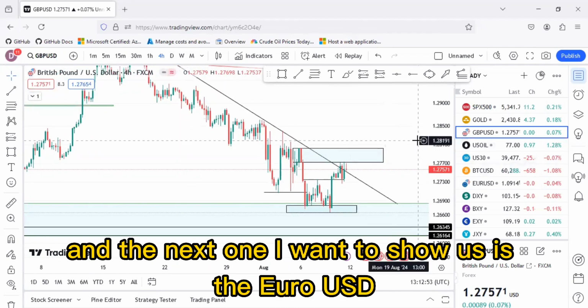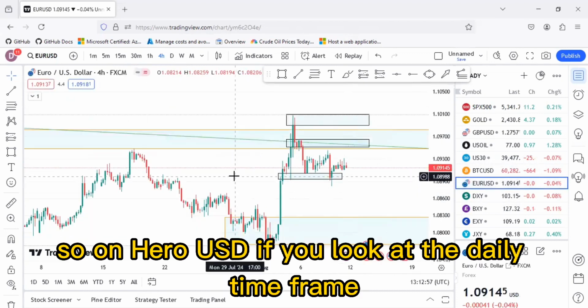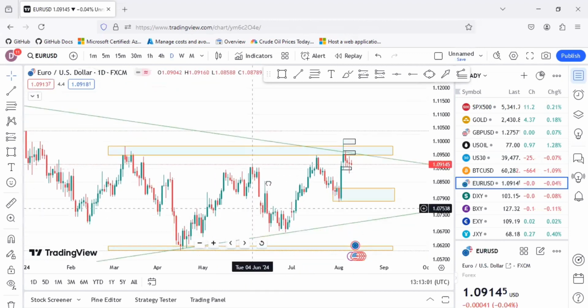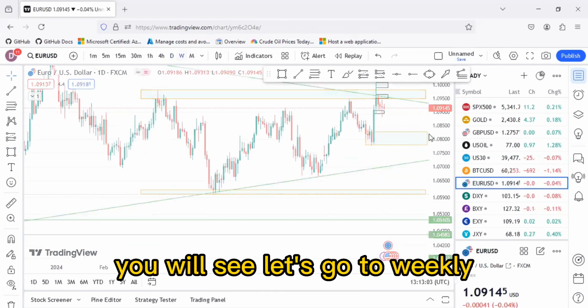Then the next one I want to show us is EURUSD. So on EURUSD, if you look at the daily time frame, you will see, let's go to weekly.